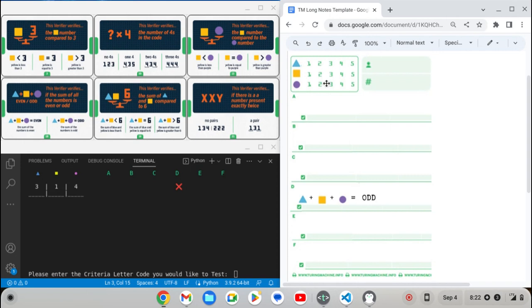So the next thing I think I'd like to test is, let's go ahead and see what criteria card F tells us. Okay, so in this case, the Turing Machine does approve of it. So if you notice, our proposal 314 has all unique digits. So that falls under the no pairs scenario. So let's go ahead and type that up in our notes in section F, that the solution has no pairs.